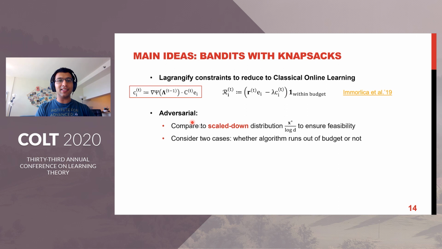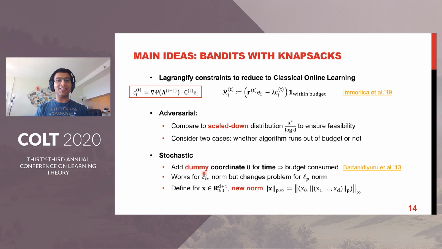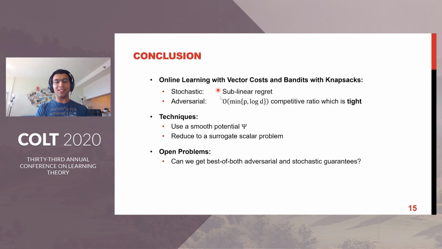In the adversarial case, the proof pretty much immediately goes through. We just have to scale down our solution from X star to X star over log D, and remember the budget constraints: now we have to strictly satisfy them. We are not allowed to violate them. In the stochastic case, the idea is to add a dummy source. This idea already appeared in the 2013 papers, so we are using basically the same ideas. For LP norms, one has to be a little more careful because it's a special coordinate, so you have to define a new norm.